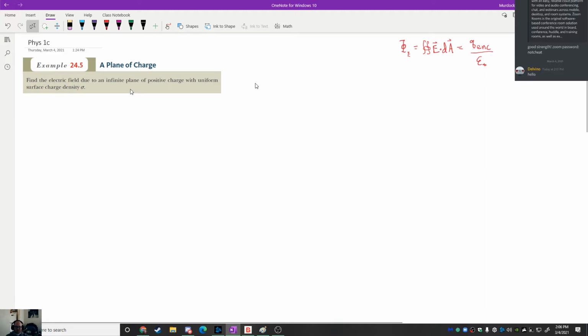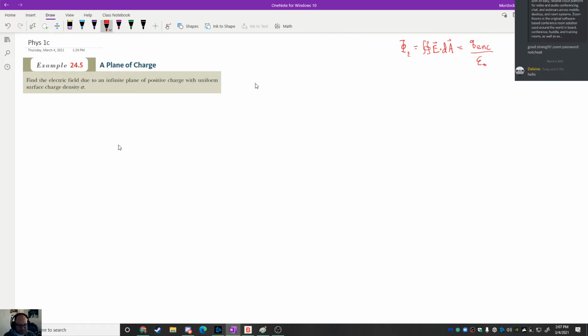And we're going to apply that to a plane of charge. And then we're going to talk about conductors in equilibrium. And then we're going to apply it to concentric spheres of charge, which is something you're going to see show up on your homework in a couple problems. So let's get started. So, plane of charge. It says find the electric field due to an infinite plane of positive charge with uniform surface charge density sigma.